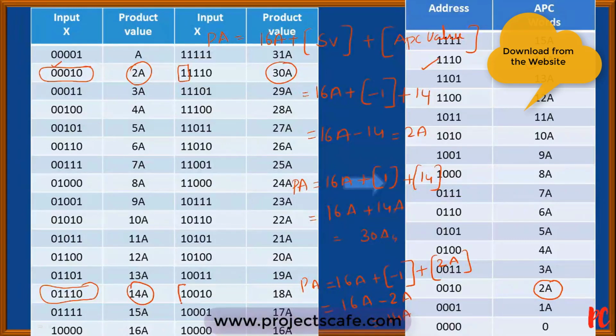If I talk about this one, here the MSB value is 1, so I need to take a positive sign. The product is 16A plus 2A, and the value I get is 18A, which is this value. Thereby, instead of storing 32 different memory locations, I can reduce it to 4-bit storage where I use only 16 memory locations, and I can change the address values and then further forward it.